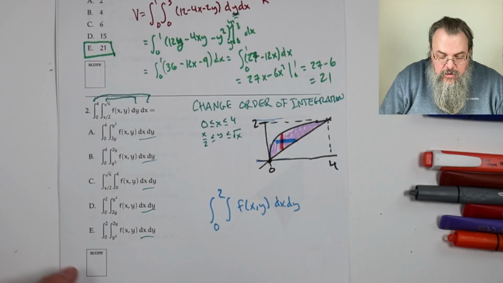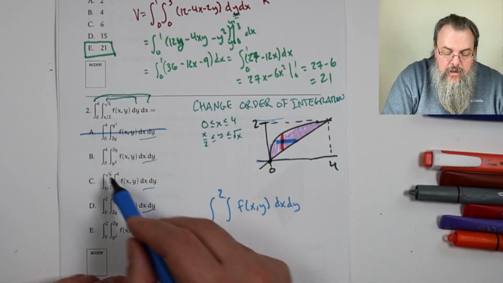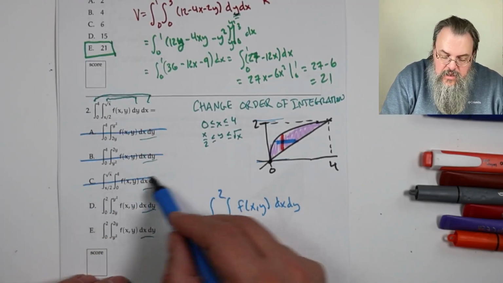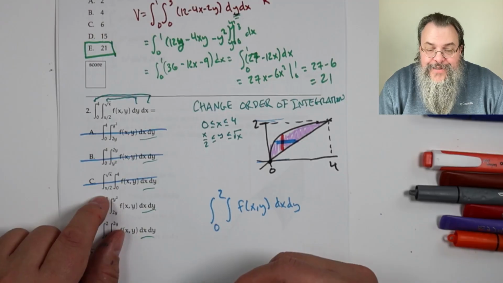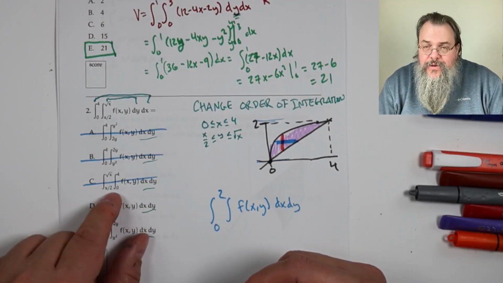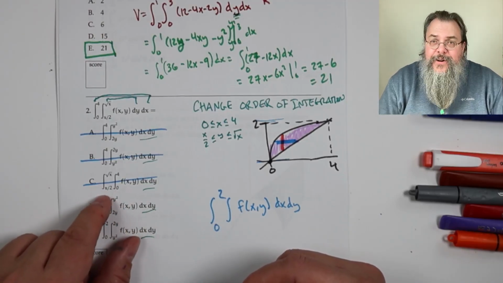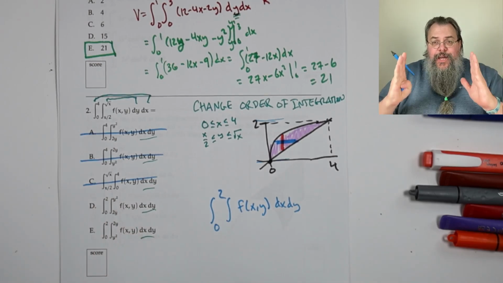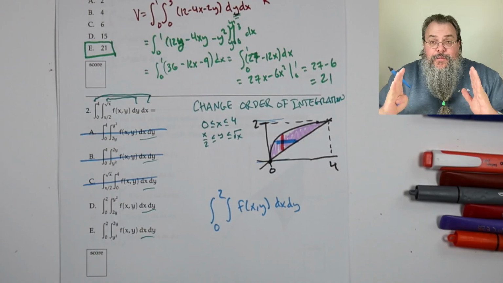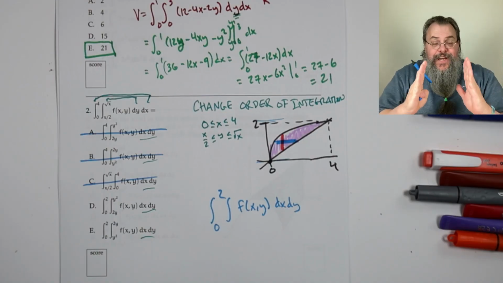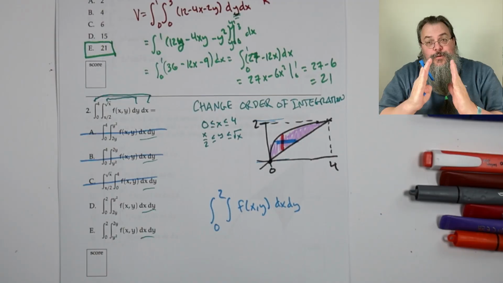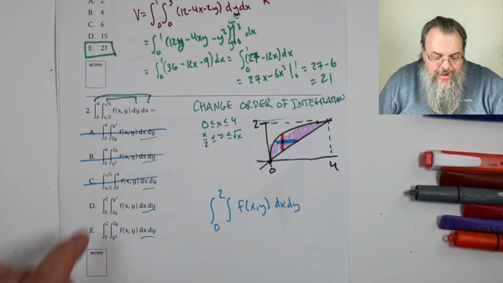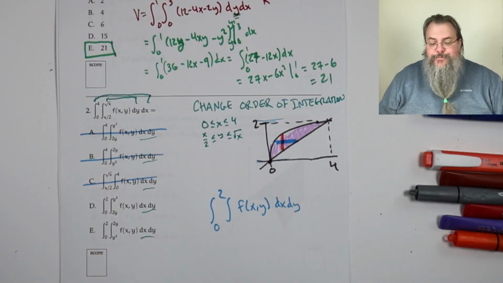Well, let's see. That knocks out A and B and C. Oh, we could have knocked out C right from the very beginning. C was nonsense, right? That just changed the order. You can't have functions on the outer layer. The outer layer is always number to number. The next layer in, function to function, curve to curve, if we were doing triple integrals, it's surface to surface. You can't have a function on the outer layer.